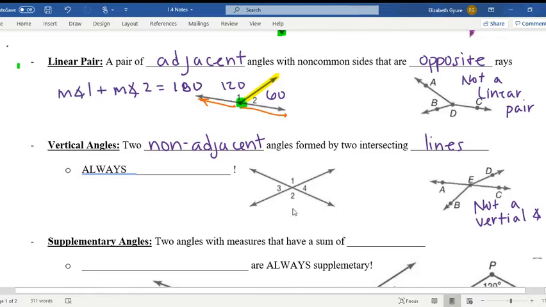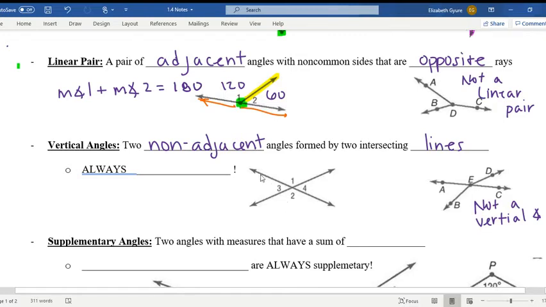Now, vertical angles are going to have a few special properties. So first, let's just identify, well, which ones are vertical? Well, it says here that they're non-adjacent. That means they're not next to each other. 1 and 4 are next to each other, so that wouldn't work. 1 and 3 are next to each other, that doesn't work. 3 and 2 are next to each other, that doesn't work. All right, so we're actually looking for the ones on the opposite sides of the X here.